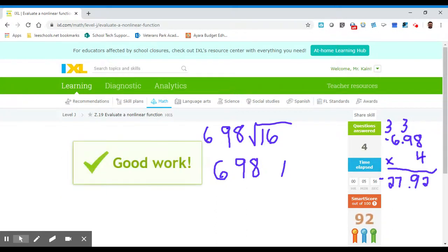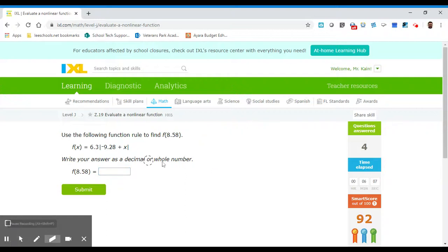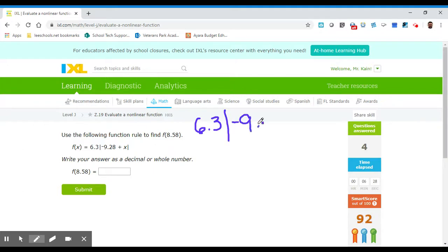And let's see what else we have. All right. They are pretty tough, but let's take a look. All right, we need to find the function. Whoops. Losing my screen here. Okay. We need to find this function when x is 8.58. So let's go 6.3 absolute value negative 9.28 plus 8.58. And let's close our absolute value.